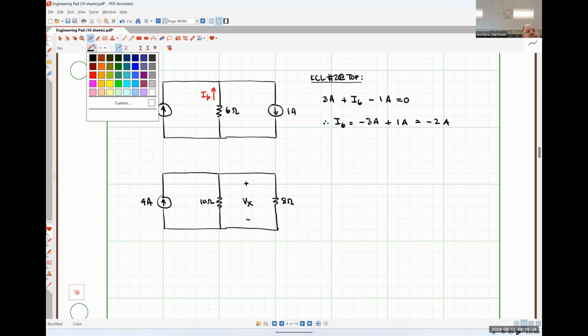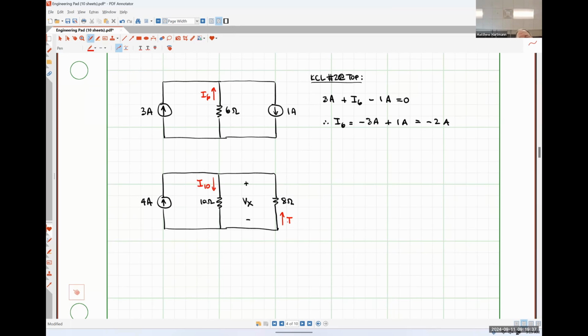I'm going to choose and say that the current flowing through the 10 ohm resistor, I10, will be direction down. And the current flowing through the 8 ohm resistor, which I'm going to call I8, will be flowing up so that we get more practice on applying Ohm's law correctly. Okay. And let's use KCL number 1 at the bottom node.